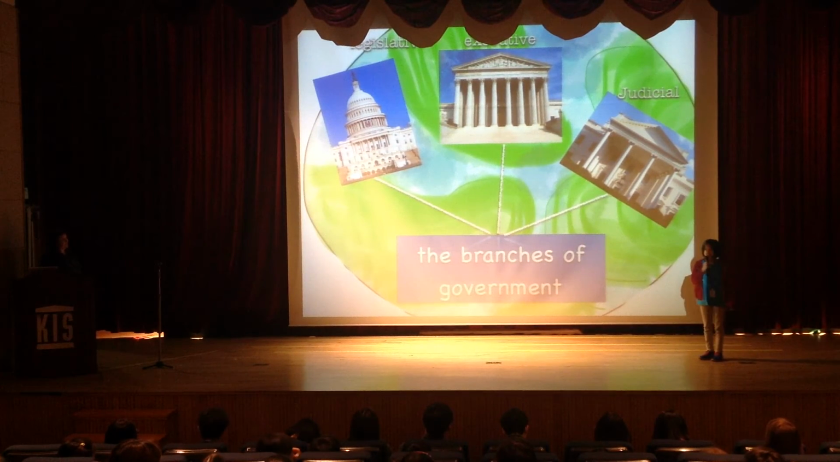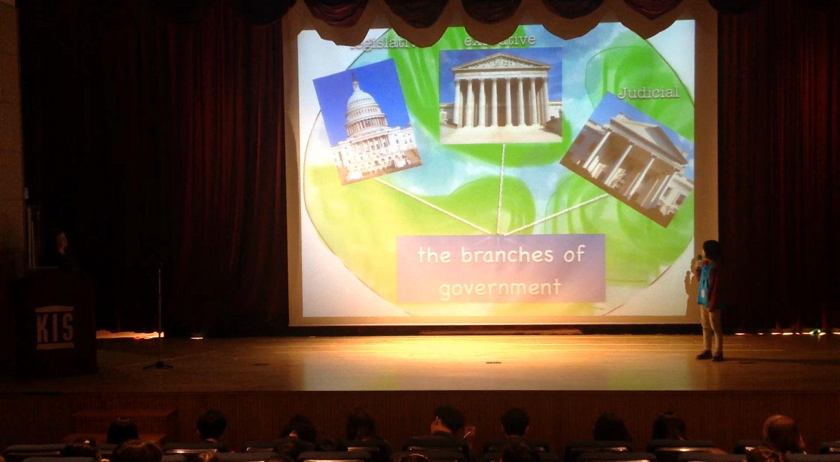The United States has the three branches of government called the legislative, executive, and the judicial branch. The legislative branch makes laws, the executive branch signs laws and vetoes laws, and the judicial branch decides if laws are constitutional.